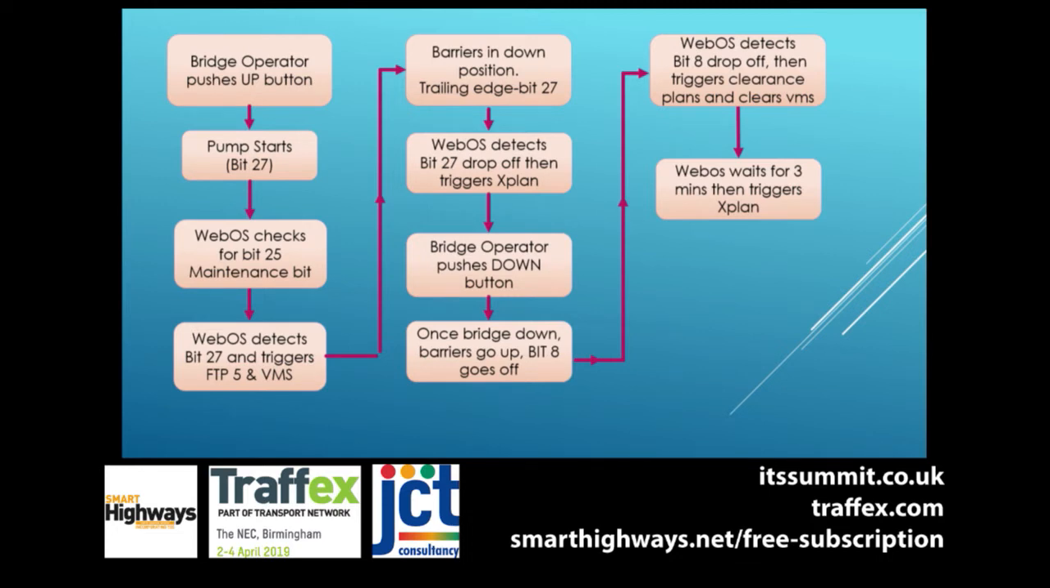The next thing that WebOS would detect, there's various things going on in the street, but it's only the triggers that we're interested in. What WebOS is looking for is the barriers in the down position. The thing we see there is we lose bit 27, so we detect bit 27 going off. When WebOS detects that it's going off, it then triggers the X plan.